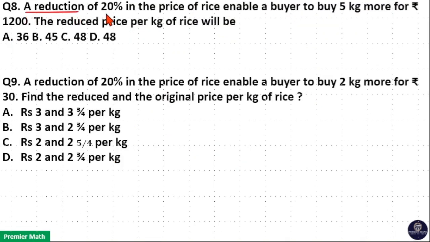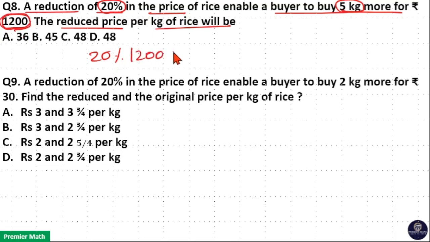A reduction of 20% in the price of rice enables a buyer to buy 5 kg more for rupees 1200. The reduced price per kilogram of rice will be? Here you can see this extra 5 kg is because of the 20% discount in the price. And this extra 5 kg is also based on this 1200 rupees. Which means 20% of this given rupees 1200 results in this extra 5 kg.